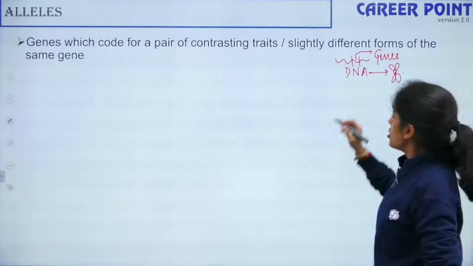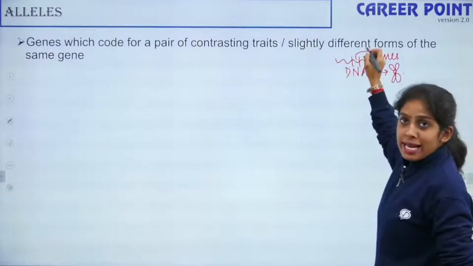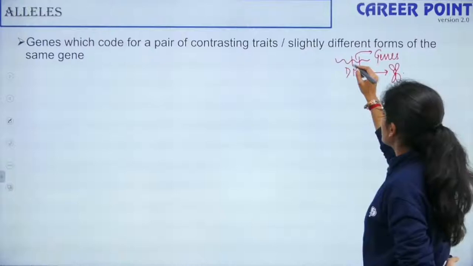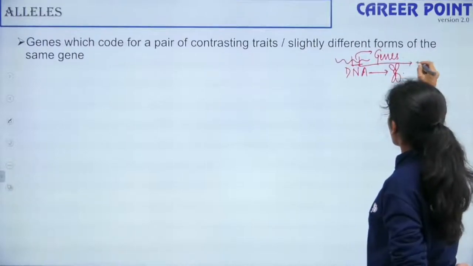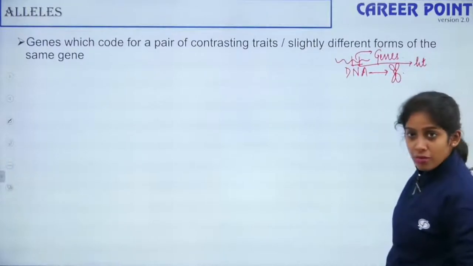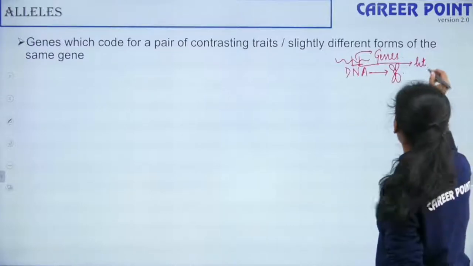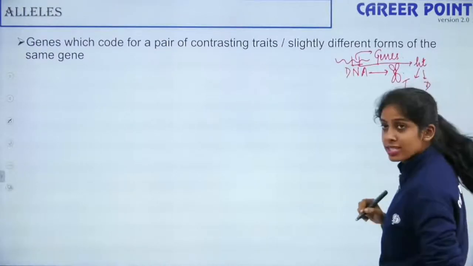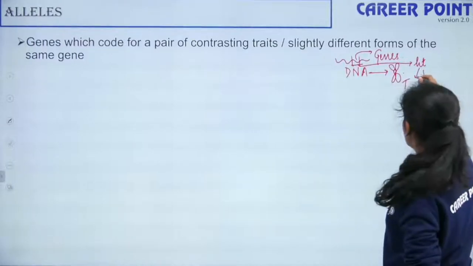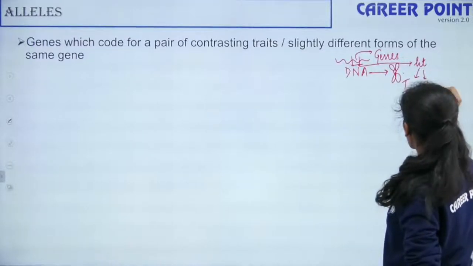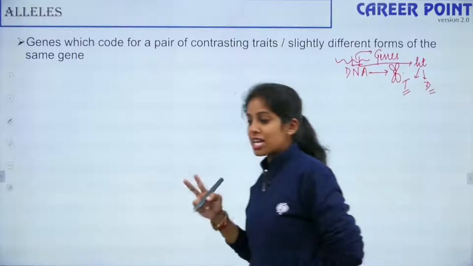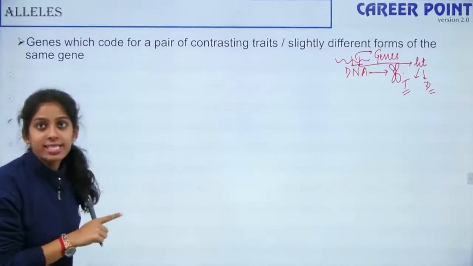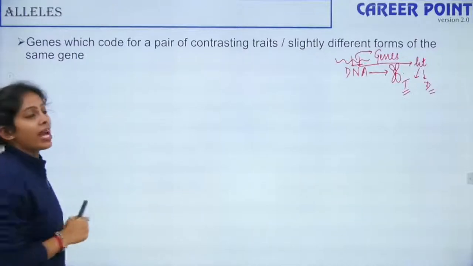Fine. So now when I say on my DNA, I have a gene that codes for height. So this is the sequence that is coding for my height, right? So it can either code for tallness or dwarfness, right? So I have two contrasting options for a particular gene itself, right? So that is my allele.